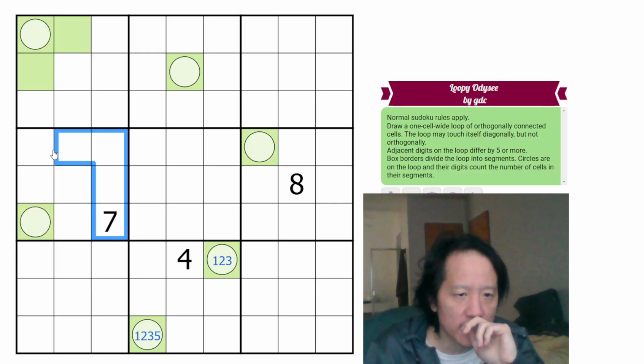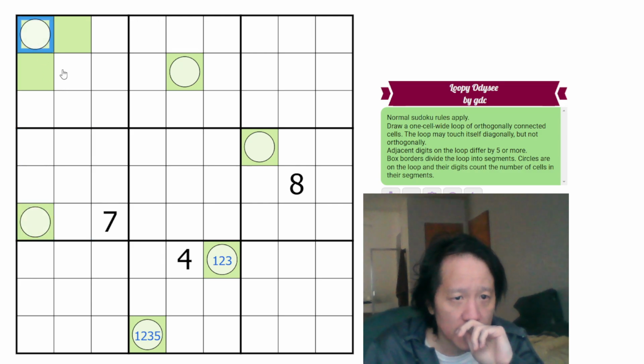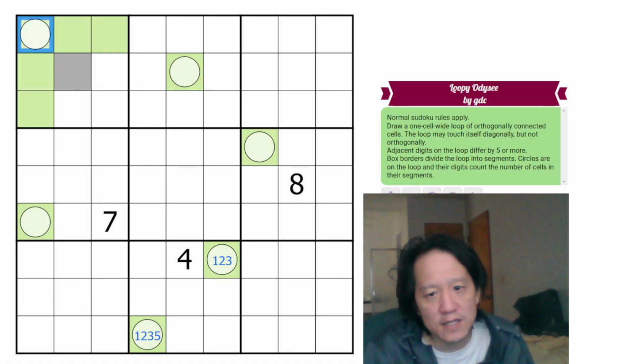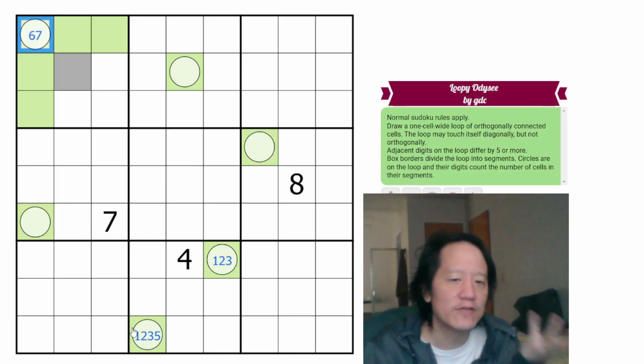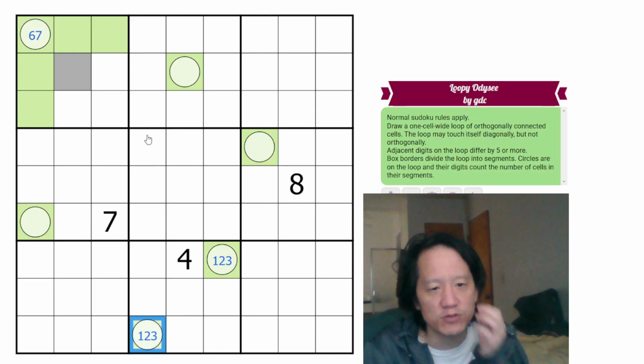Any segment is at most 7. So this is at least 5, right? Because you have to enter and exit. You cannot both go there. So therefore, this has to be the exit. So this is not part of the loop. This is at least 5. It could be 5, 6, or 7. No, it can't be 5. You can never have 5 on the loop because it's a German whisper loop.